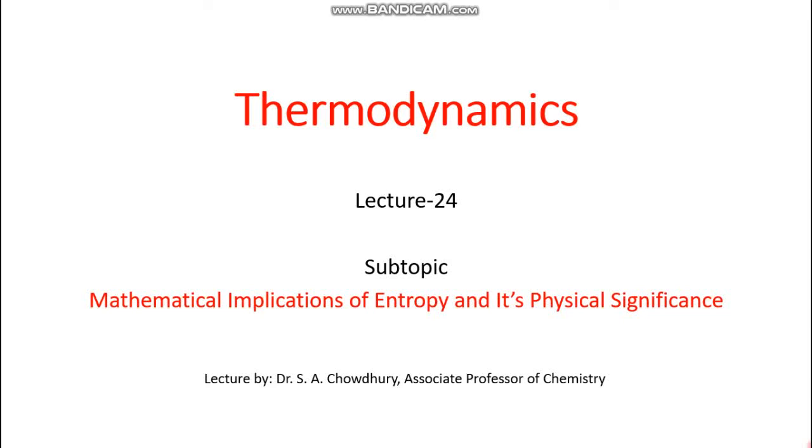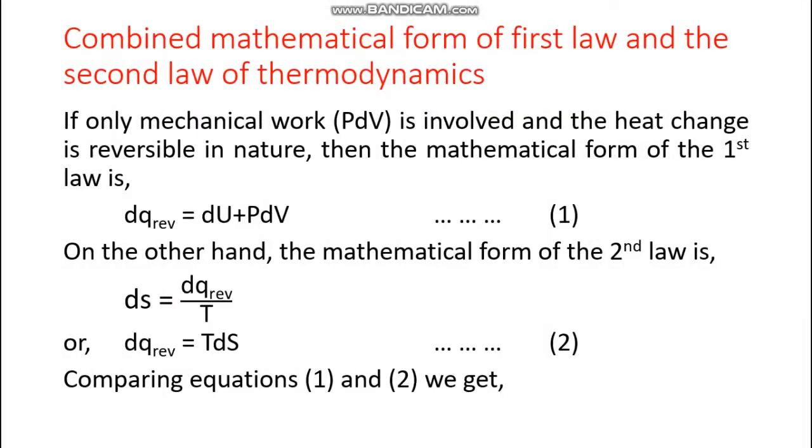Hello everyone. Next we are going to discuss the mathematical implications of entropy and its physical significance. We have to start from the combined mathematical form of the first law and the second law of thermodynamics. The mathematical form of the first law of thermodynamics is dq equals du minus w.